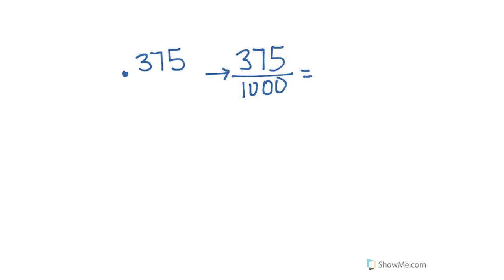Let's convert 0.375 into a percent. When I read it correctly, I'm going to read 375 thousandths. Okay, but I know that a percent is out of 100. So 1,000 divided by 10 is 100. What I do to the bottom, I must do to the top. 375 divided by 10, let's do the work.